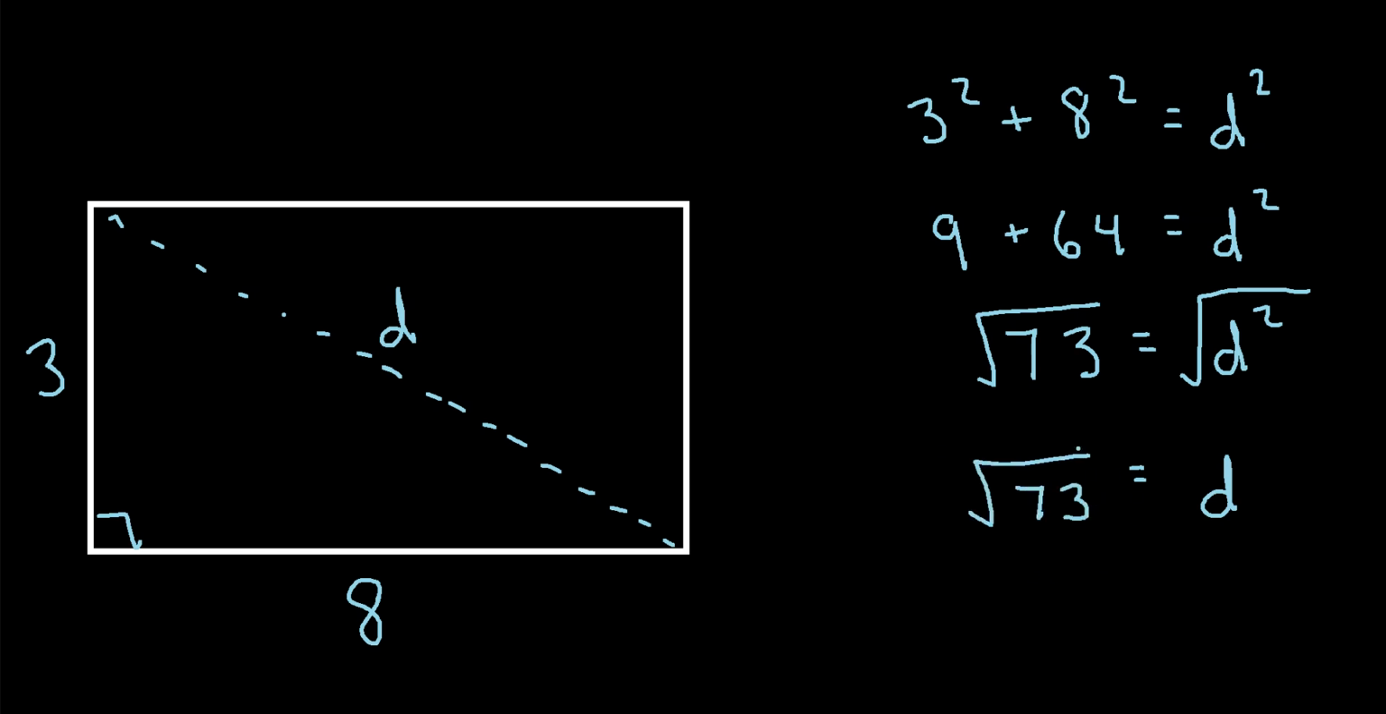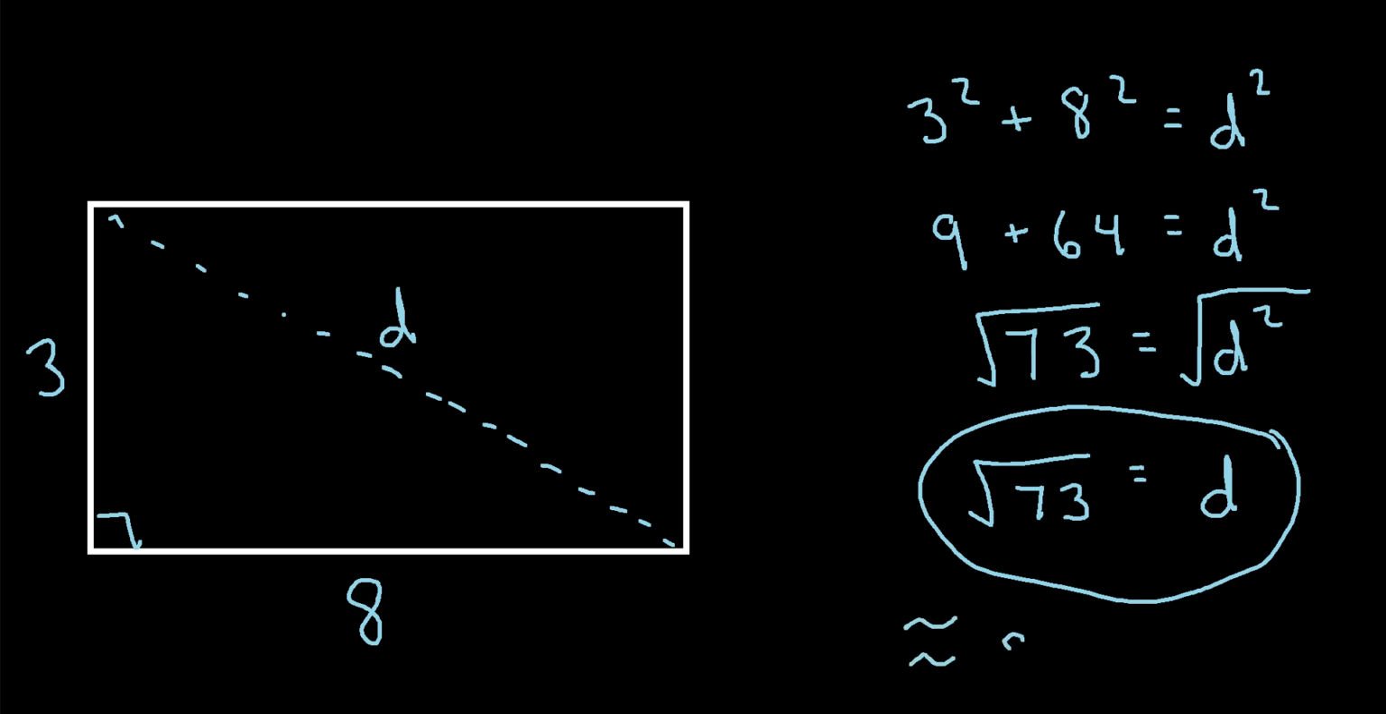Now, the square root of 73 is not a whole number, so we can leave it like this if we want. If you did punch the square root of 73 into a calculator, you would find that it's about equal to 8.544. So the diagonal length is about 8.544. So you can use this same method to find the diagonal length of any rectangle if you know what the side lengths are.